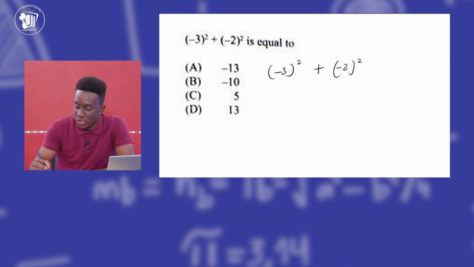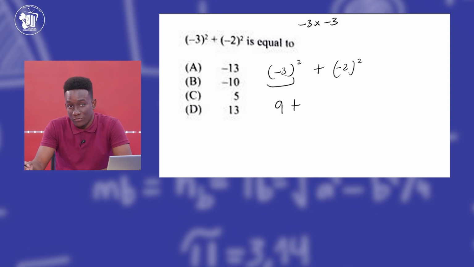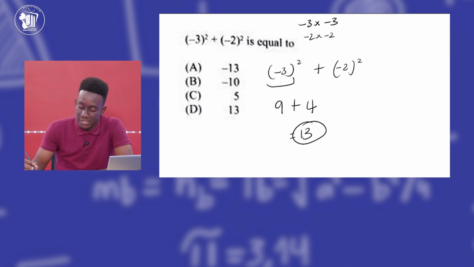So we know negative 3 raised to the second power is the same as negative 3 multiplied by negative 3. A negative times a negative would be a positive. 3 times 3 would be 9, plus negative 2 raised to the second power would be the same thing: negative 2 times negative 2. A negative times a negative would be a positive. 2 times 2 is 4. So 9 plus 4 would simply be 13. So the answer is D, 13.